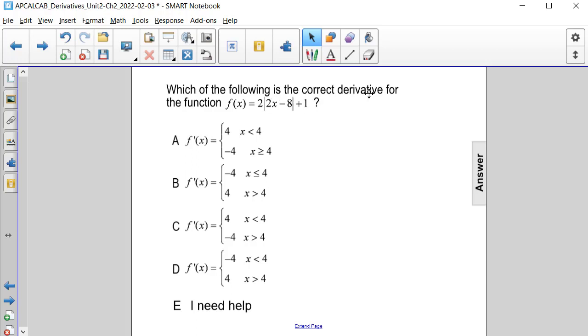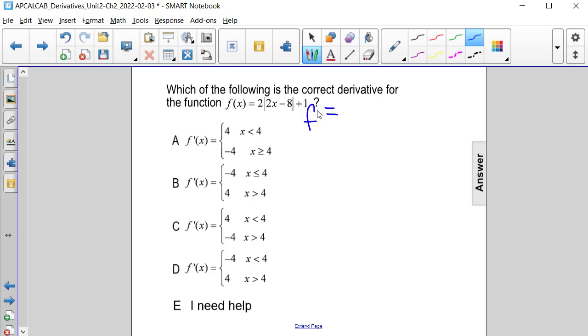Which of the following is the correct derivative for the function f of x is equal to 2 times the absolute value of 2x minus 8 plus 1? Well, first let's start off by rewriting f of x as the two pieces, or as the piecewise function.